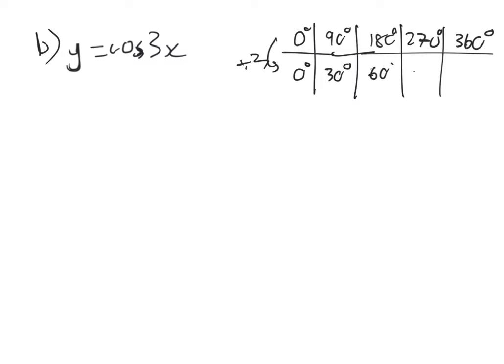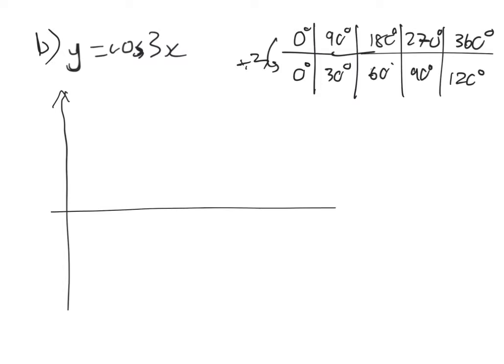270 divided by 3, 90. And 120. So now you need even more angles on your axis. So adjust accordingly. 360. Like that, maybe like that. 360, 240, and 120.